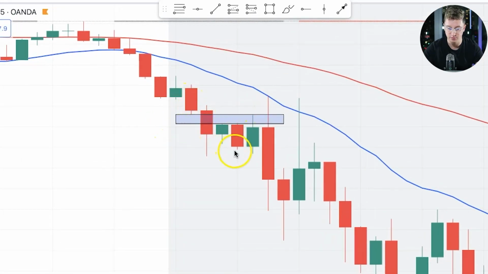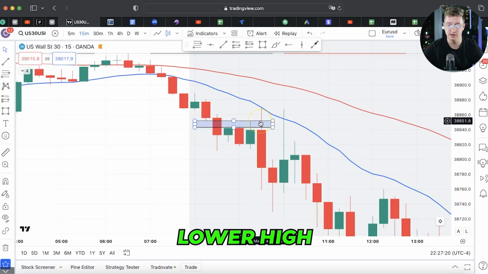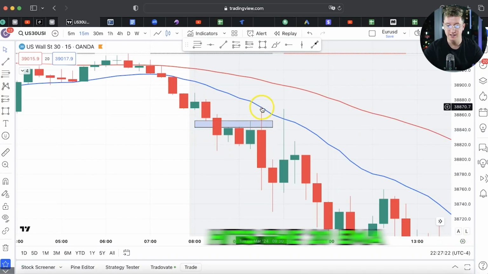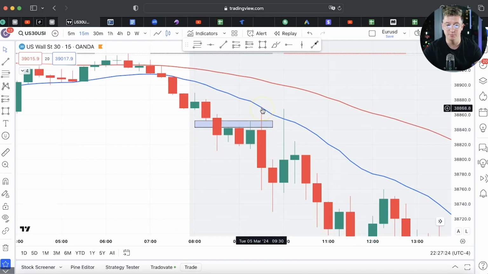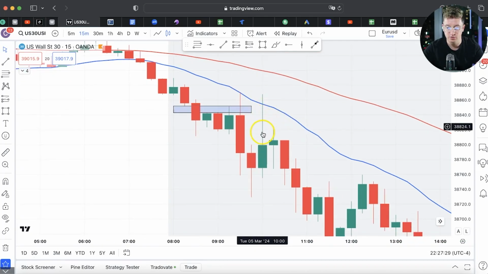Price comes down to form a lower low, lower high. Within that lower high, we have our fair value gap. Price hits the 20 EMA, and boom, we could be a seller right at this fair value gap. Now the next candle too, look at it, comes up. What do we see with our fair value gap?